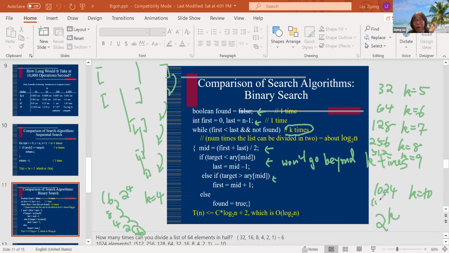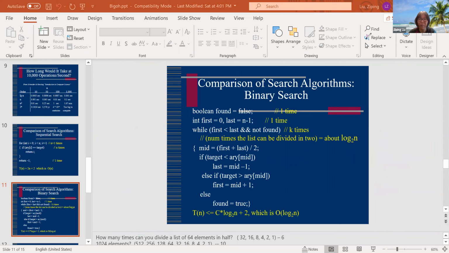And for another number like 1025, we know it's almost 10 times if you want to divide by 2. But how do we figure it out? Assuming you have n, the input size is n, and it's going to be divided by 2 k times. For binary search, the final set size is 1. Then you stop.